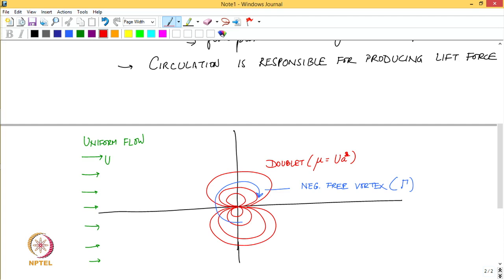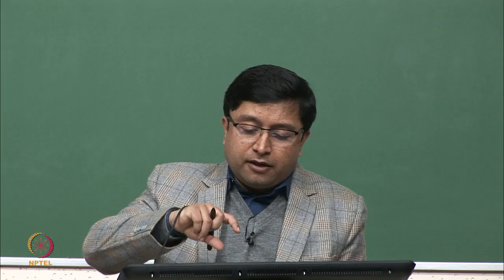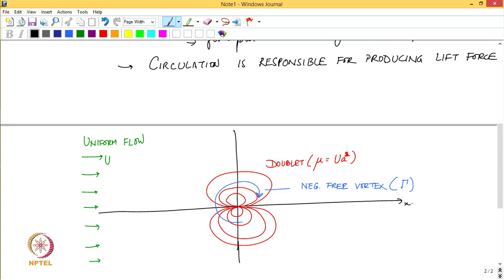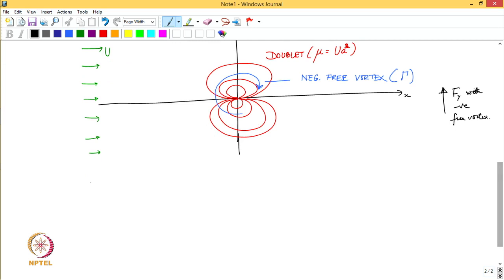Now, why did I choose a negative vortex? As I will show you in the mathematics that we will develop today, a free vortex of negative circulation is one that produces a positive lift. So, if we put our coordinate system as x and y, we will get a positive lift, which is a positive force, say F y, with a negative free vortex, or a free vortex with a clockwise rotation. Alright, so let us begin and see how we will develop the mathematics for this.